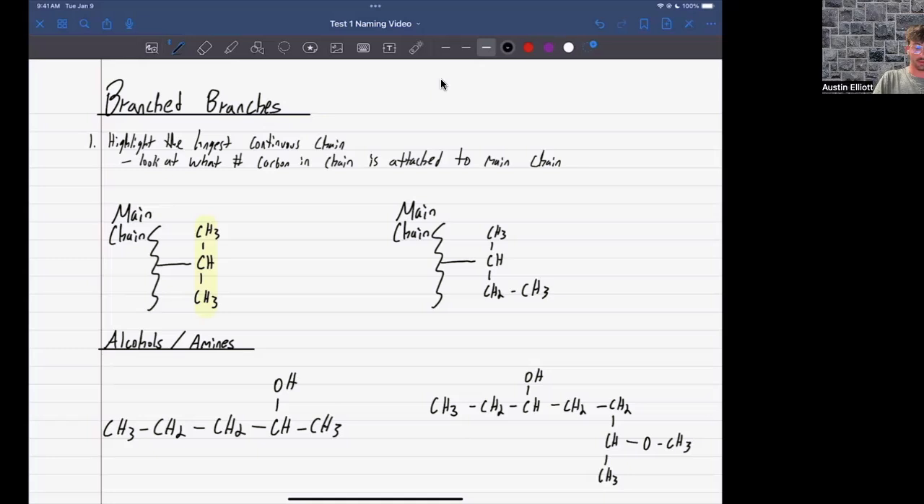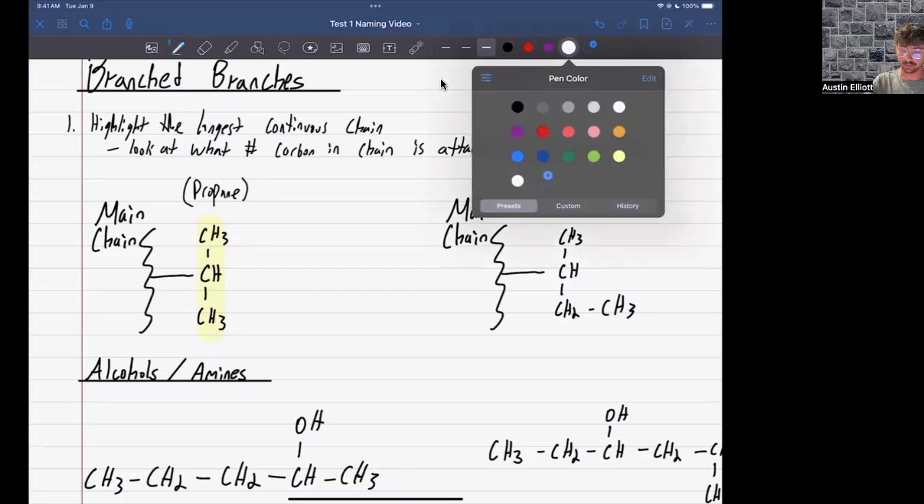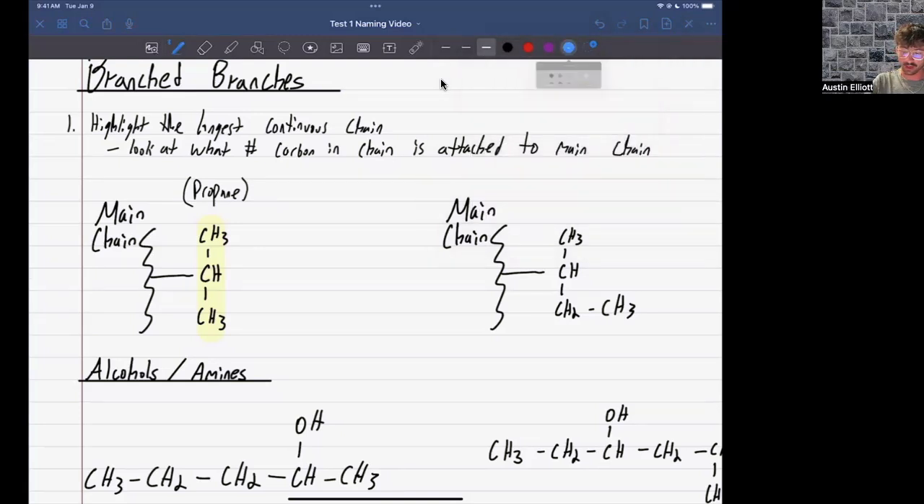And so normally this would be a propane group, but in this case, it's not going to just be propane. Let's see, we will write in blue. So right here, we can number, we can go 1, 2, 3. So the second carbon is the one that is attached to the main chain. So this branch is going to get the name propan-2-yl.